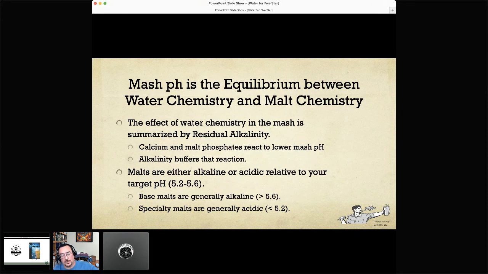Your base malts are generally alkaline. They have a distilled water mash pH of greater than 5.6, generally around 5.8. Your specialty malts, on the other hand, are generally acidic with respect to your target pH range. They're generally less than 5.2.